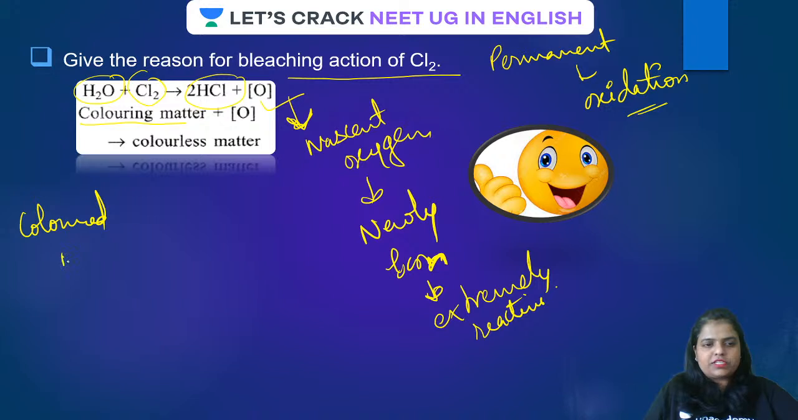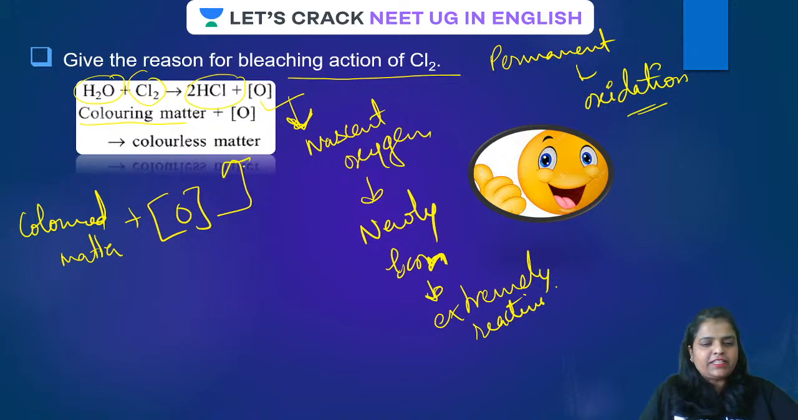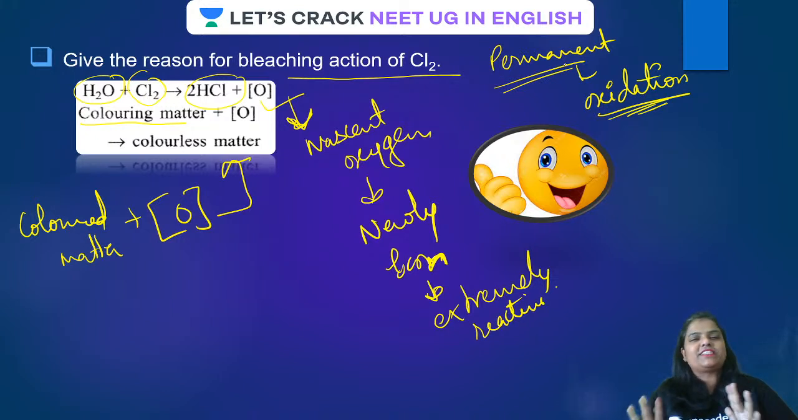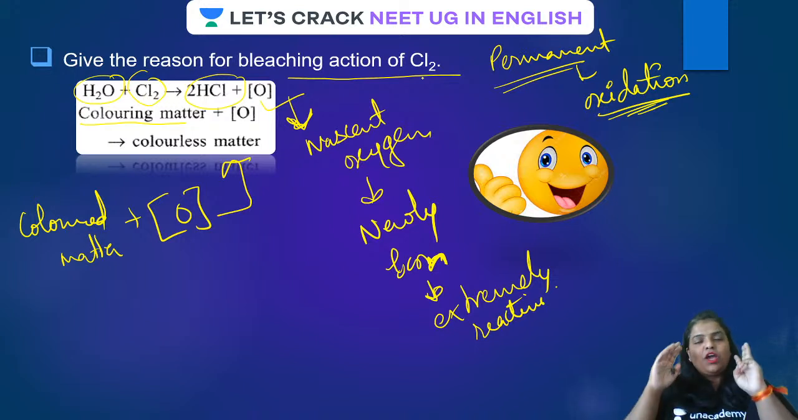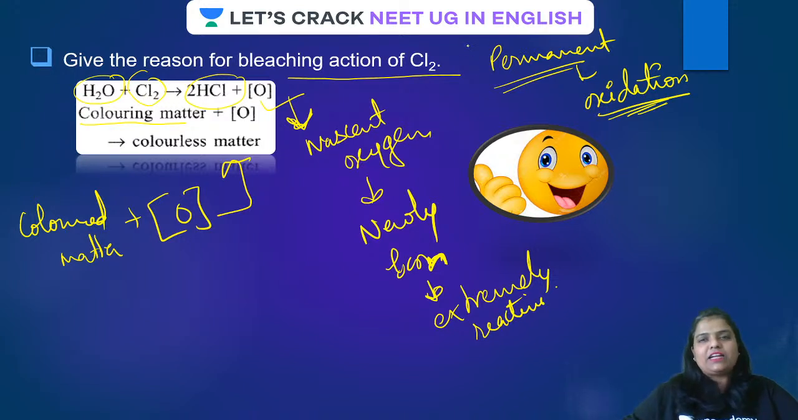So what happened? The colored matter gets oxidized by this nascent oxygen and converts into a colorless substance. Guys, this is how bleaching action of chlorine takes place, which is actually by oxidation, and therefore it is permanent. This question has been asked many times, guys. What type of bleaching action is done by chlorine? It is all permanent bleaching action because it happens by oxidation. So four types of questions can be asked over this, that with what type of bleaching action, whether it is permanent or temporary.